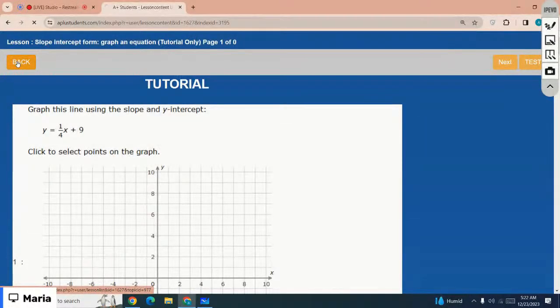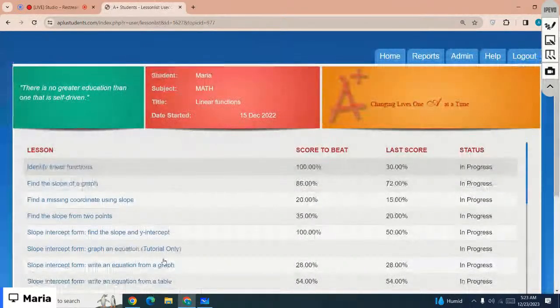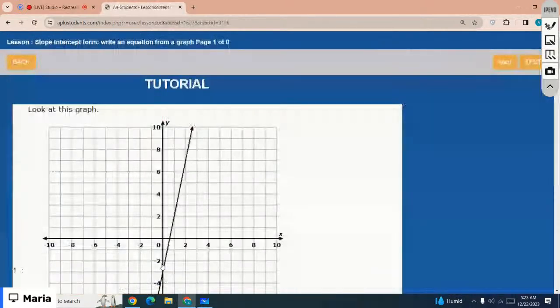And the next lesson is slope intercept form equation from a graph, right? If you are given the graph, how do you write the equation from the graph?